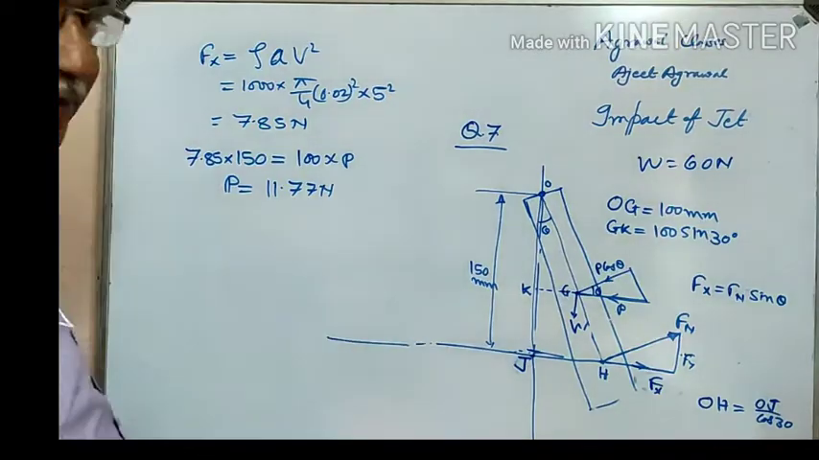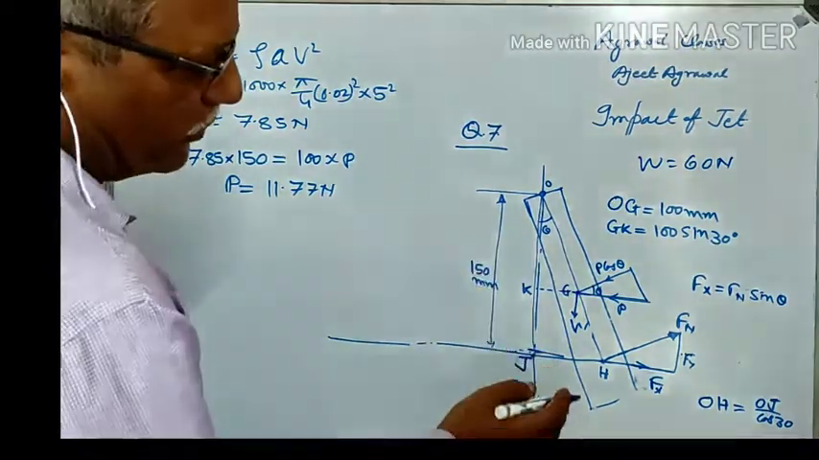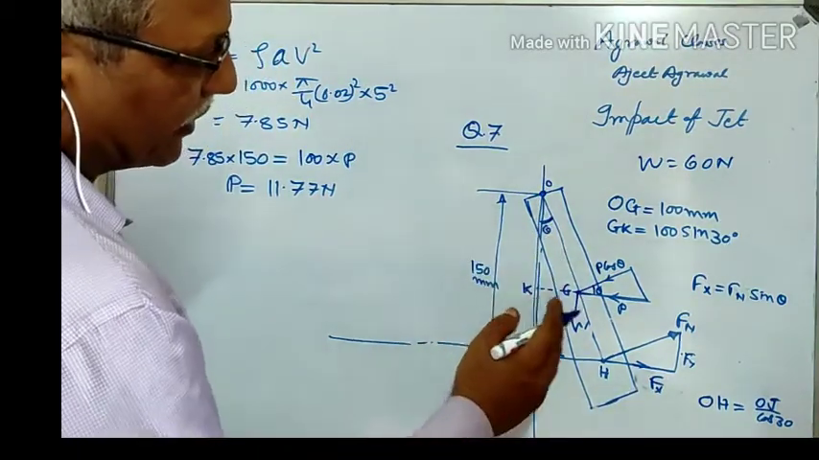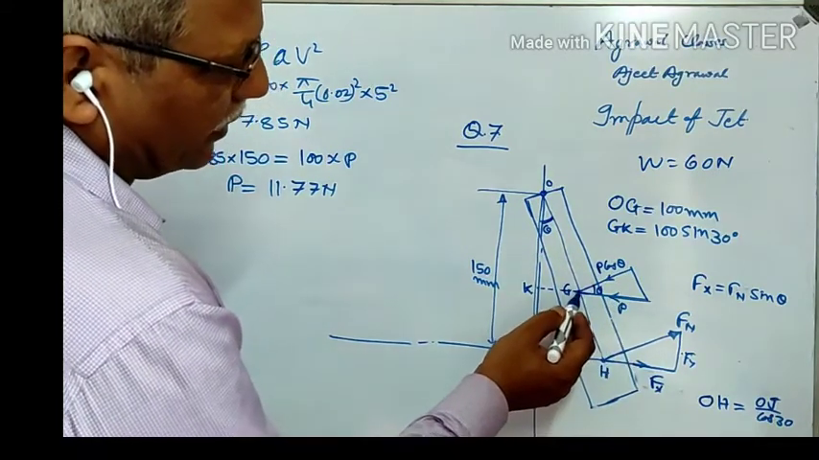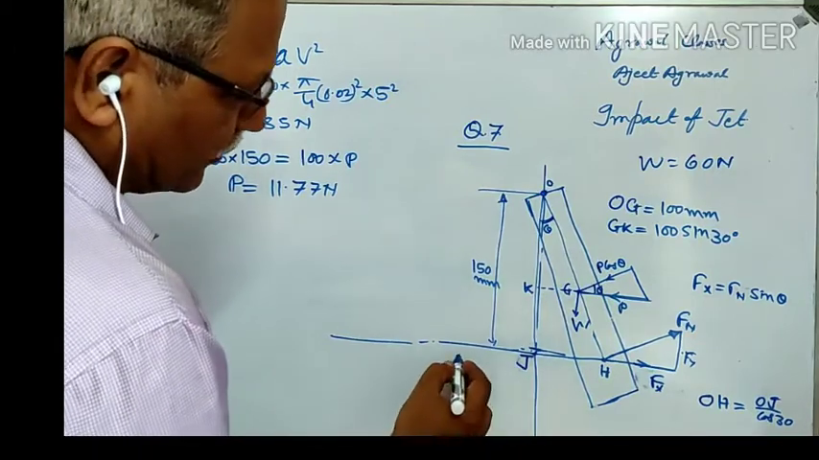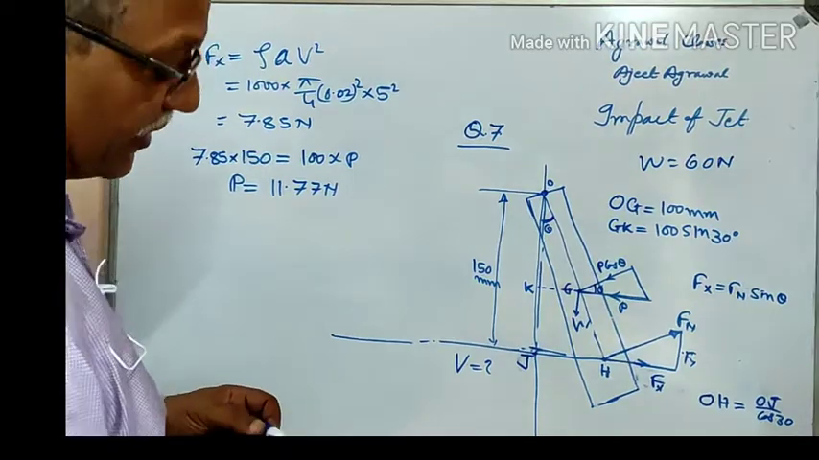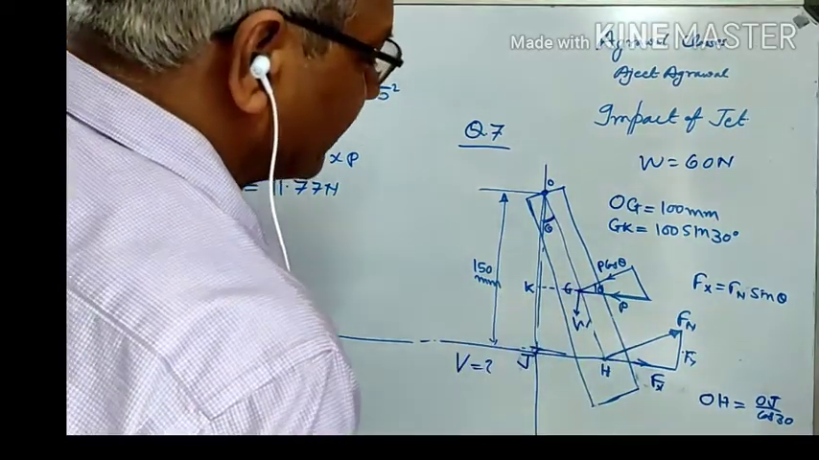So this way we can calculate how much force is required to keep this plate in the vertical position. Now for the second part, it is given that the plate is now inclined by 30 degree with the vertical, and the force P is acting still at the center of gravity, and we have to find out the velocity of the jet such that the plate will be in equilibrium and inclined at 30 degree.